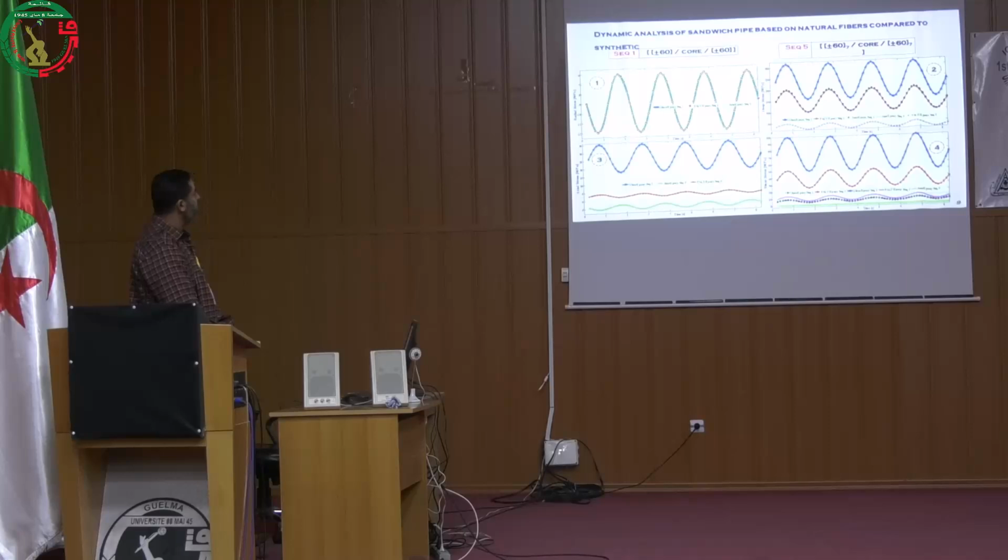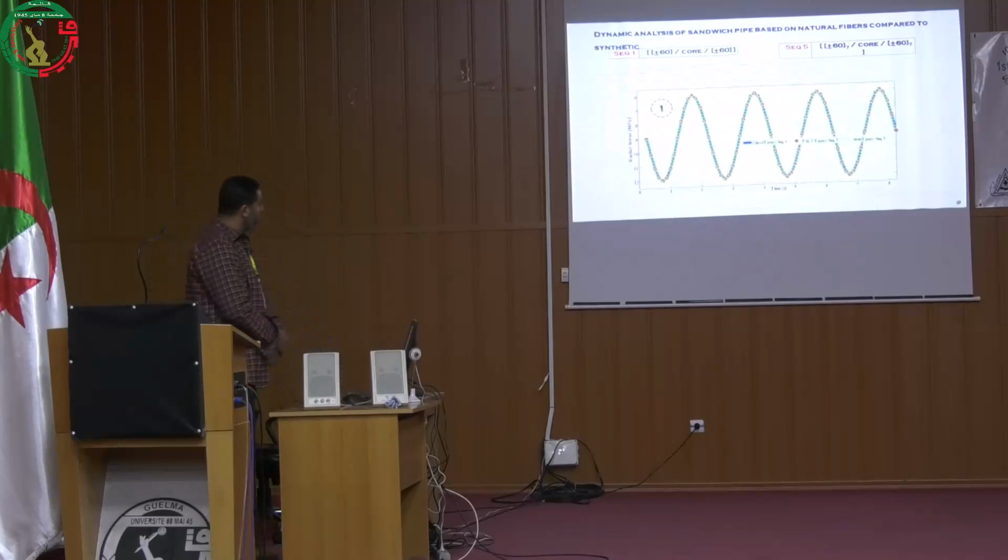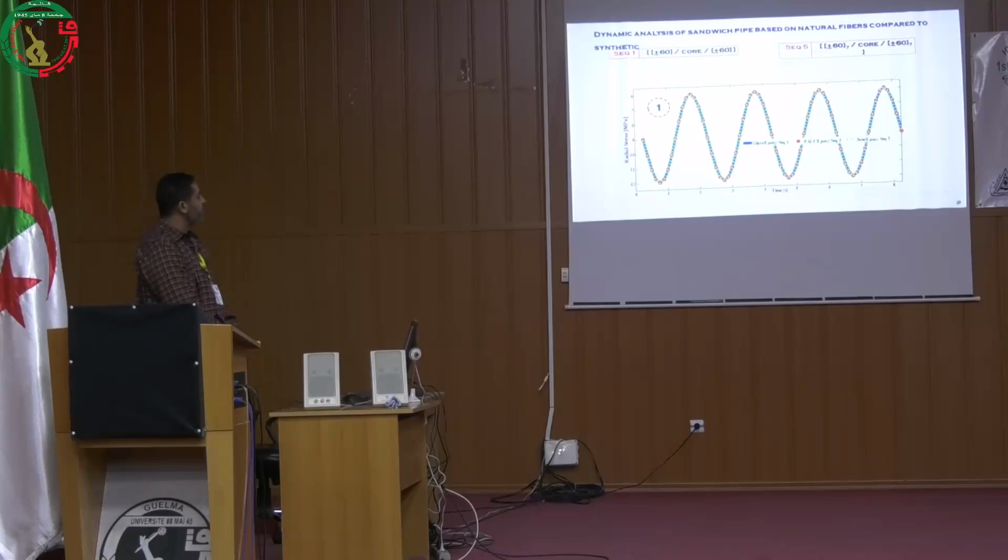This figure represents the influence of changing the material and the sequence of layers. In figure number 1, the radial stress. In figure number 2, we have the variation of the hoop stress of this pipe. In the third, we present the variation of axial stress, and in the last one, we present the shear stress of this pipe. First of all, this figure represents the variation of radial stress.